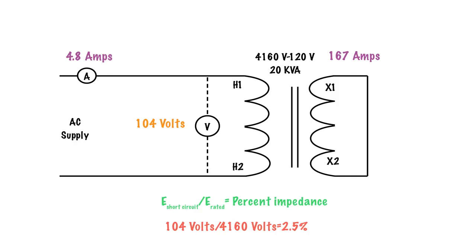So now we have all the ratings for the transformer. We have the kVA rating, we have the voltage ratings, and we have the percent impedance rating. This percent impedance will become very important in another video where we use it to determine what the fault current available to the transformer is based off of the percent impedance.